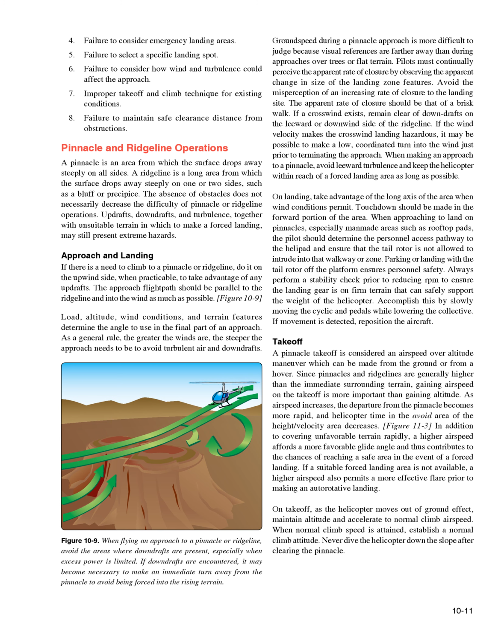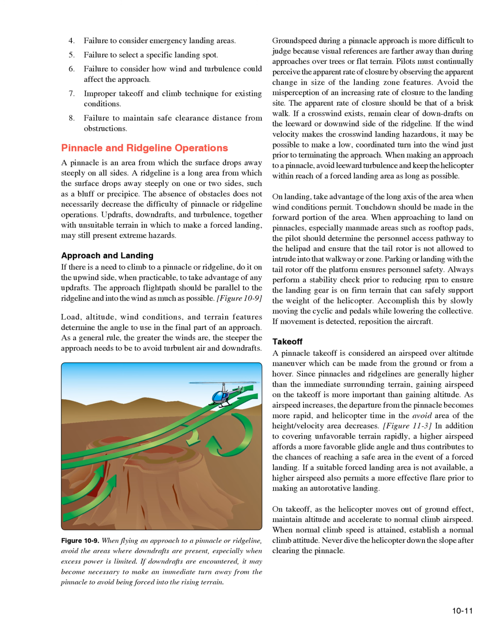If a crosswind exists, remain clear of downdrafts on the leeward or downwind side of the ridgeline. If the wind velocity makes the crosswind landing hazardous, it may be possible to make a low, coordinated turn into the wind just prior to terminating the approach. When making an approach to a pinnacle, avoid leeward turbulence and keep the helicopter within reach of a forced landing area as long as possible. On landing, take advantage of the long axis of the area when wind conditions permit. Touchdown should be made in the forward portion of the area.